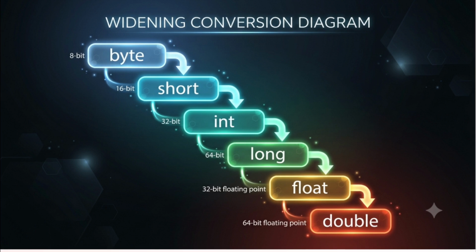So Java follows this order when performing automatic conversion. As we move downward, each data type can store more information than the previous one. Since the destination type has enough memory to hold the value, Java performs the conversion automatically. That's why this is called widening conversion.